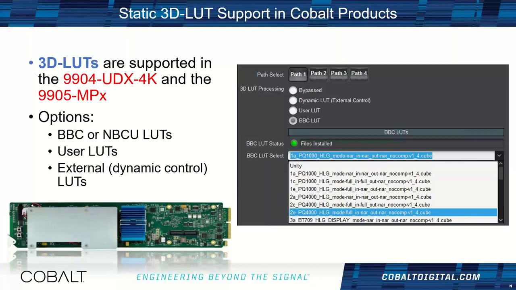Static LUTs are supported in both the 9904 and 9905. I'm showing here a 9905 GUI for that, and you can have either the BBC or the NBC Universal. You can put in your user LUT, or you can have external control. So the point here is static LUT. Every pixel is converted to the exact same value of another pixel, always. So it's only dependent on the value of the pixel.